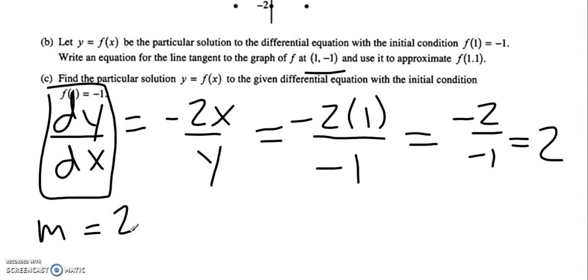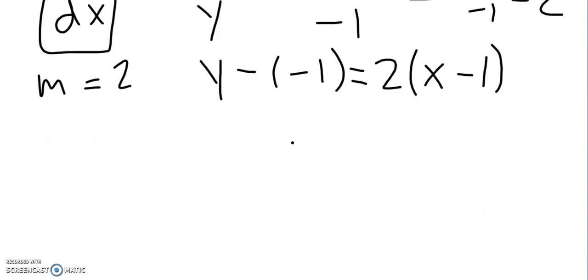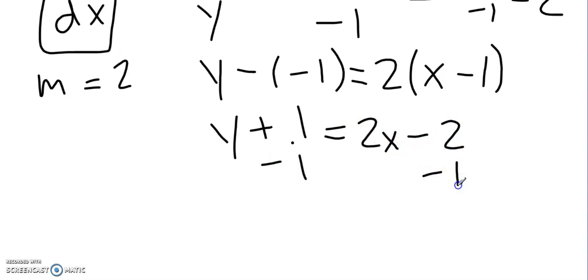But we want the entire line. So in order to get our line, point slope form is y minus y1, and our y1 value is negative 1, is equal to our slope, 2, times x minus x1, and our x1 value is 1. So from this, we get y plus 1 is equal to, distribute the 2, 2x minus 2. We're going to subtract 1 from both sides. We have y is equal to 2x minus 3. So that's the equation of our tangent line.